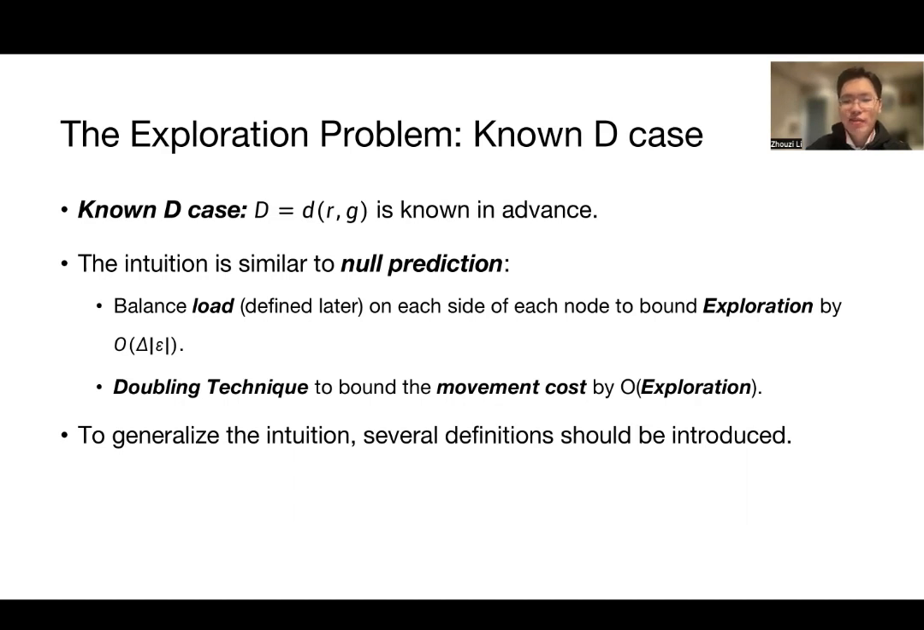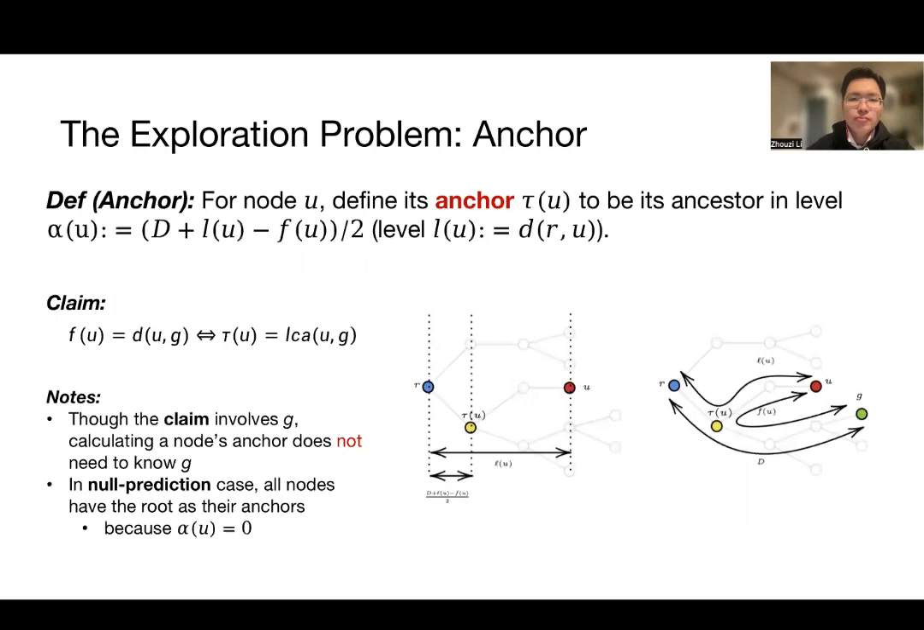We first give several definitions. Anchor. A node U's anchor is the ancestor in the level D plus LU minus FU divided by 2. See the left figure for illustration. The red node's anchor is the yellow one.